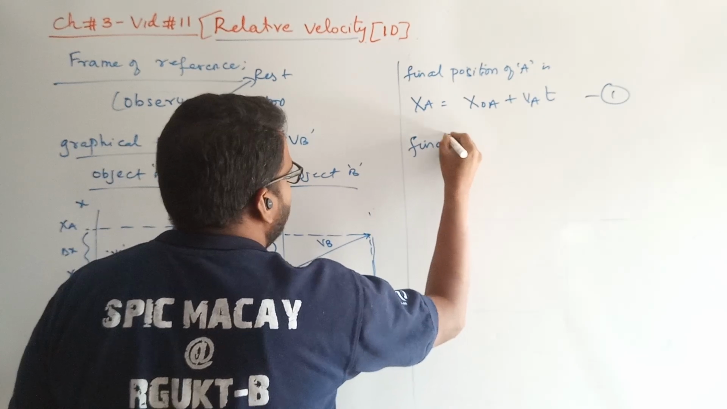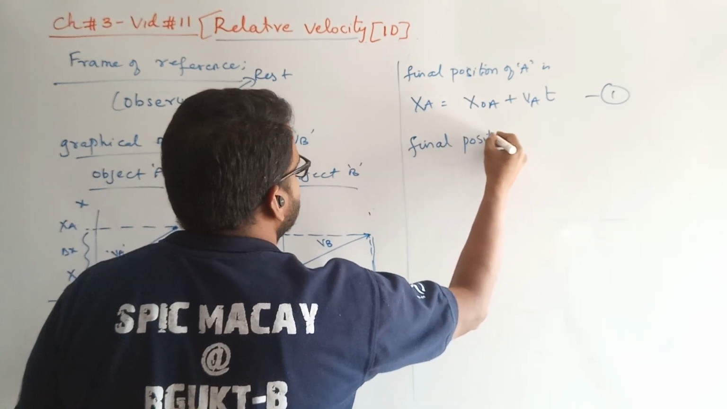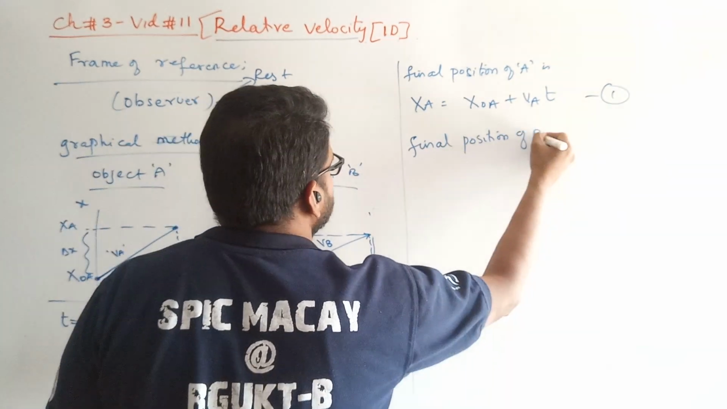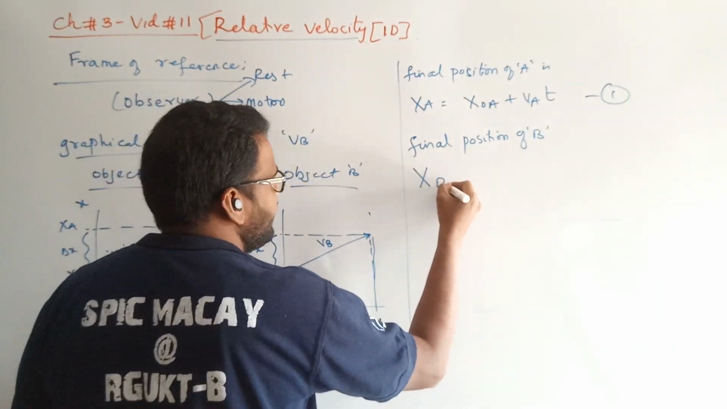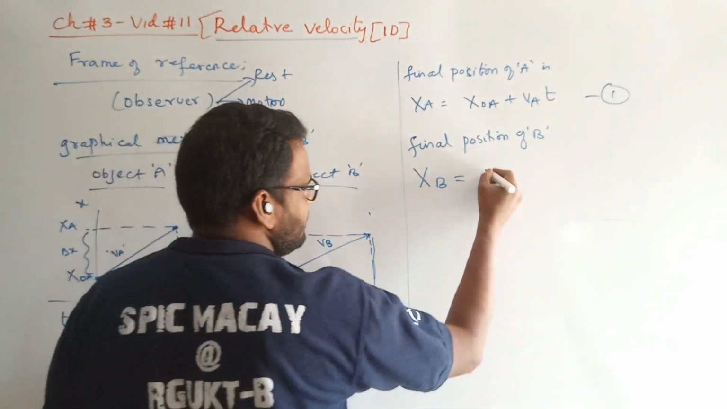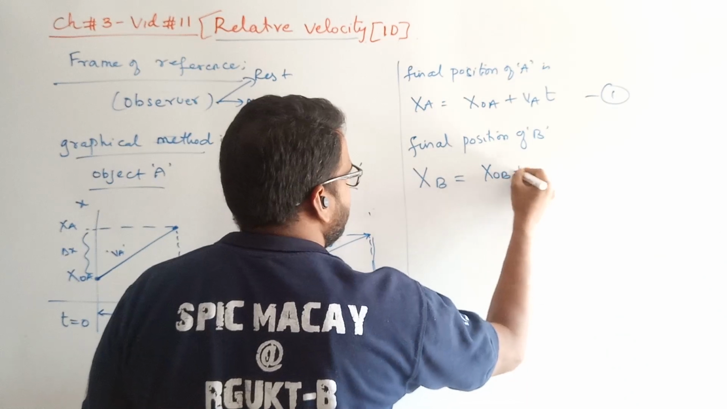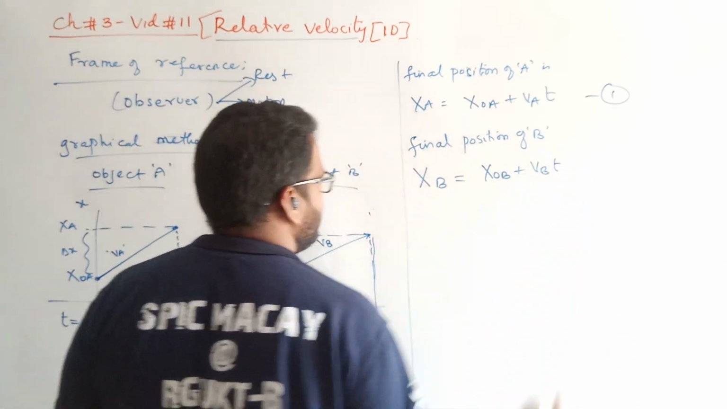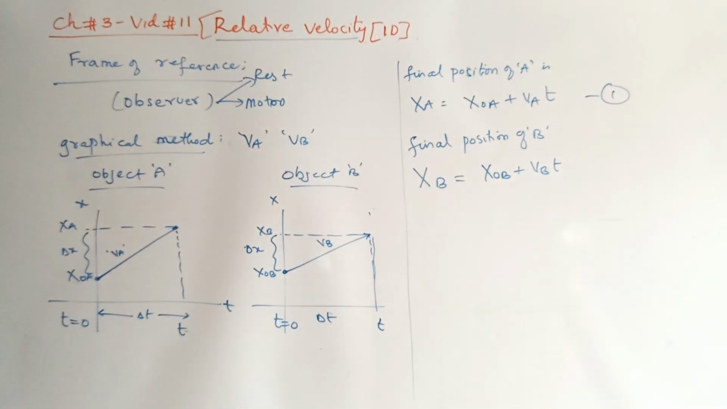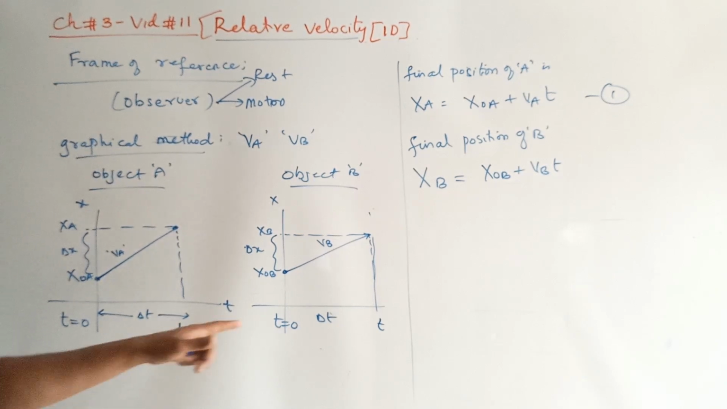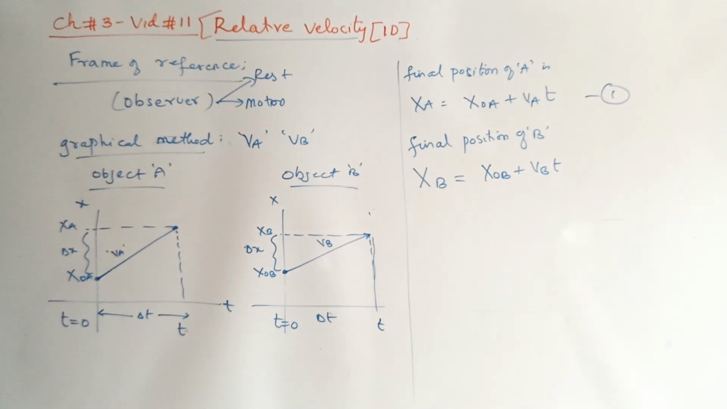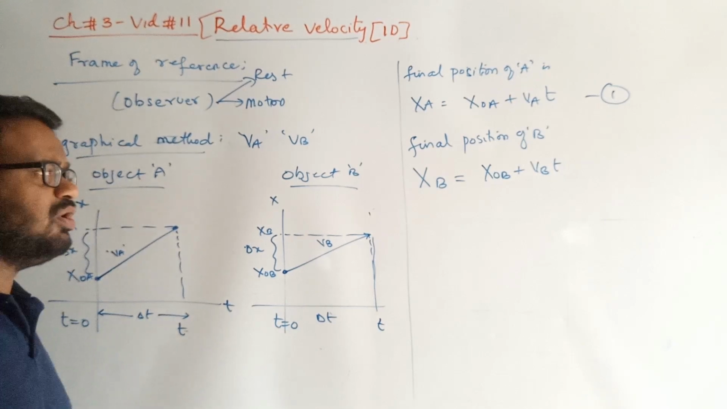Similarly, what can you write for the final position of B? You can now answer this. Final position of B, we indicate that by XB, is equal to x naught B plus VB times T, because in a time of T it travels a distance given by VB into T. Both are traveling for the same time T. Accordingly, covering some distance, but both velocities are different.